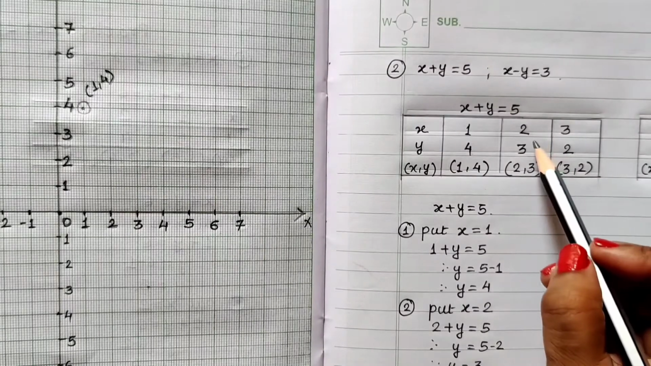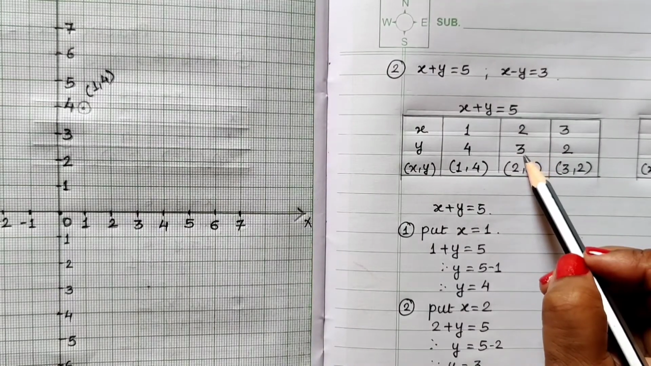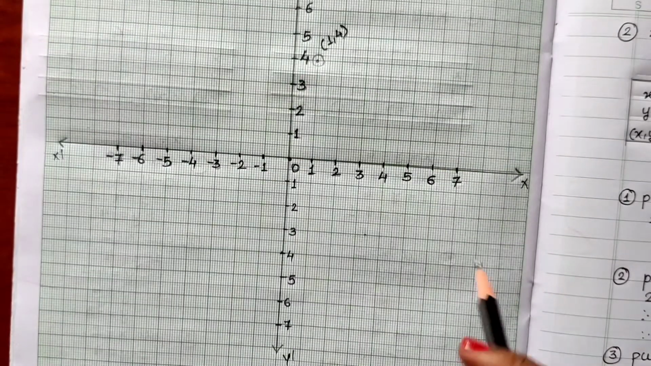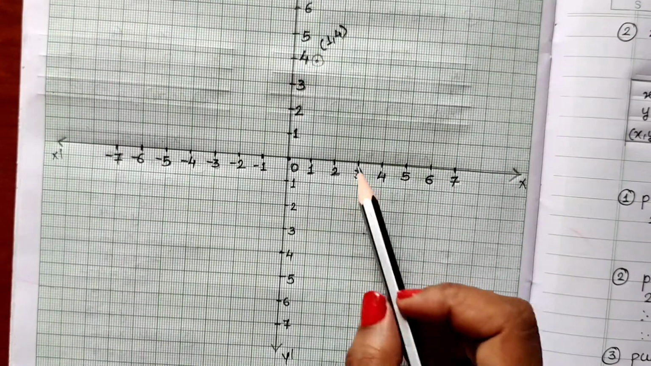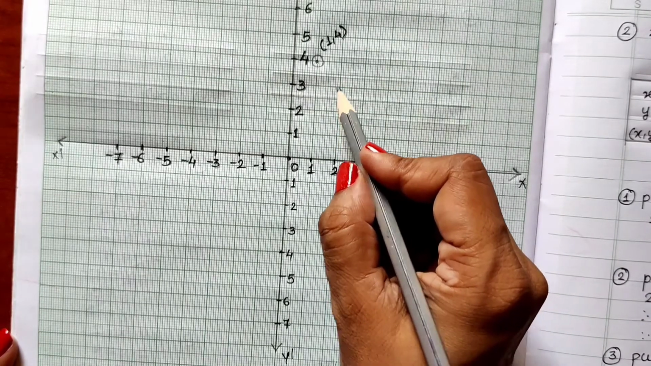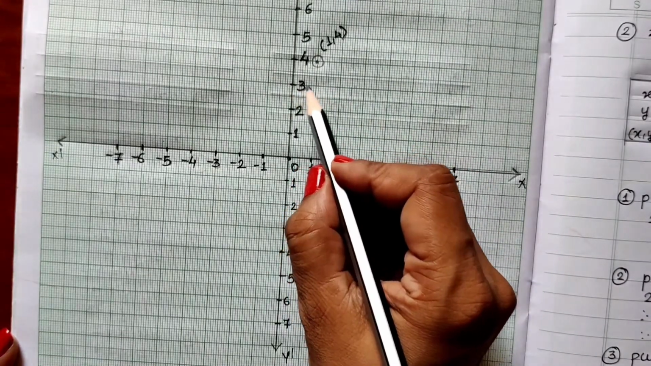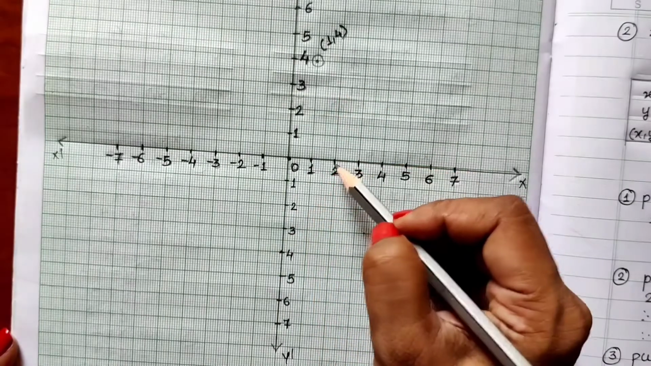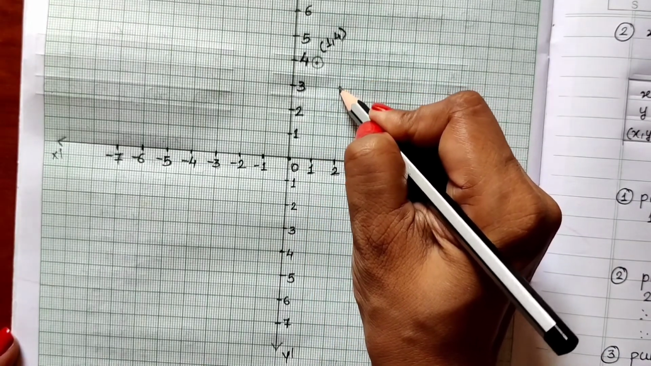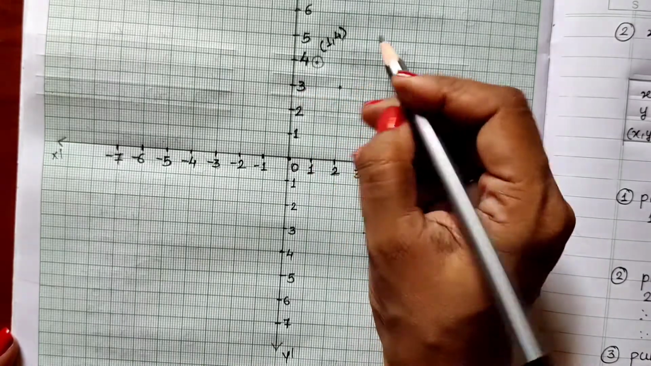Now the second point is 2, 3. So start from 2 on the x-axis, go till 3 on the y-axis. Both are positive numbers, so the point is in the first quadrant. From 3 we come on the x-axis, and from 2 we come on the y-axis, and in this way this point is 2, 3.